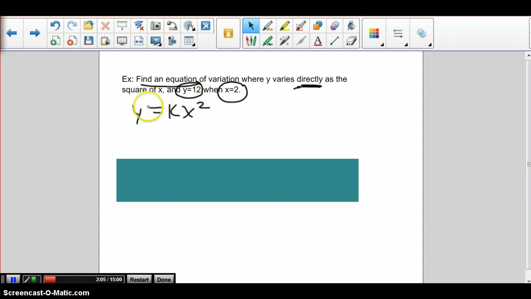So we have a y and we have an x, so we can use what we're given to solve for k, so that way we can substitute that new k that we'll solve for into the original equation, so we can find that equation. So let's just do that. So we're going to substitute 12 for y, we're solving for k, and we have 2 in for x. Okay, then we're going to have 12 equals 4 times k. Divide both sides by 4 and we get that k equals 3.